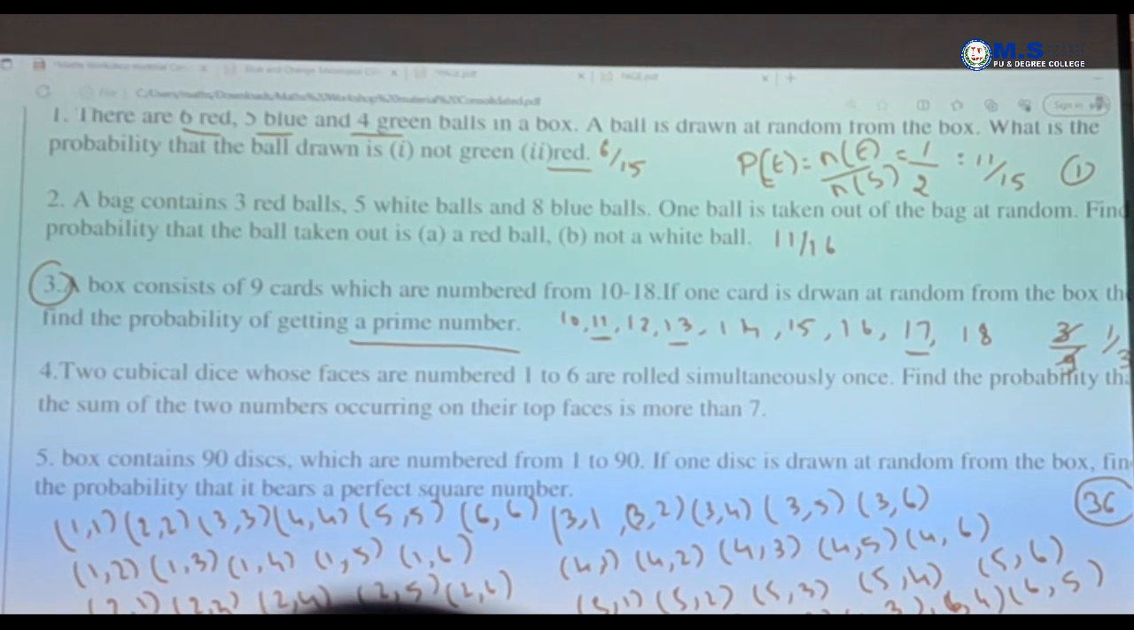Okay, so now what is the question? When you sum the two numbers, what is the event they are talking? Find the probability of the two numbers occurring on their top faces more than 7. See which additions give more than 7. 4 plus 4. Okay, next 5 plus 5 more than 7, right? Next 6 plus 6. Next 1,2 will not work, I will cancel it.